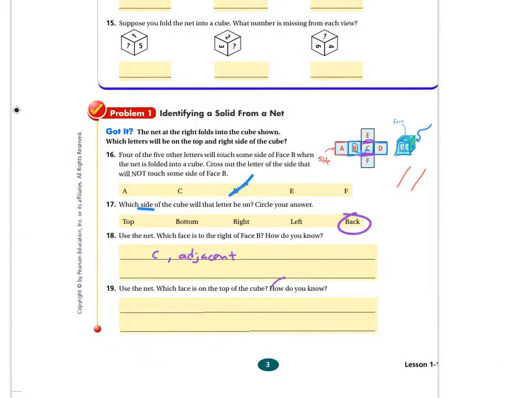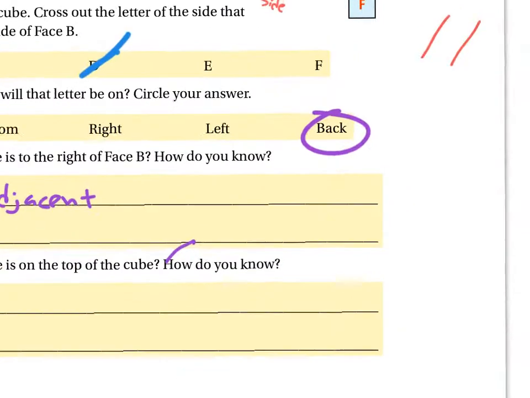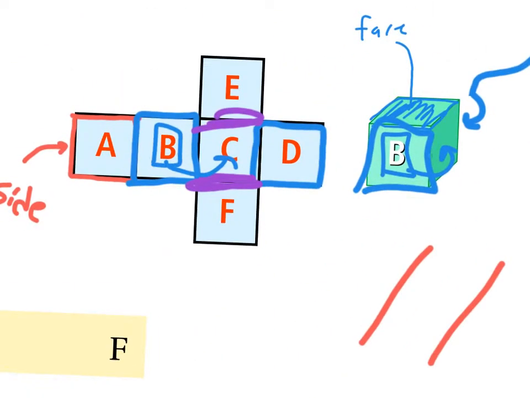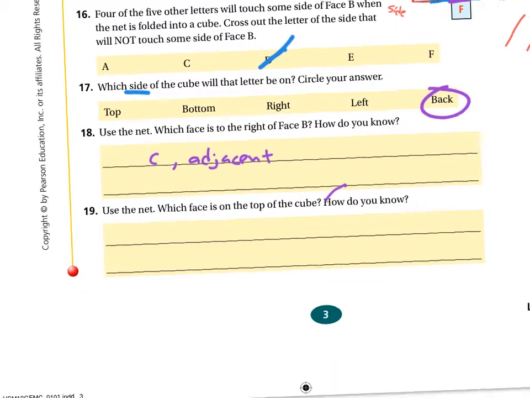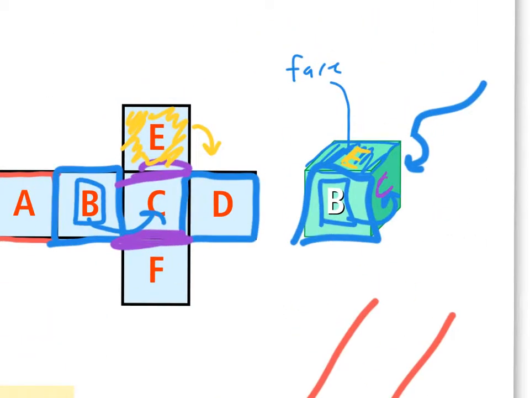Good. All right, so use the net. Which face is on the top of the cube, and how do we know? All right, and what did you get back there? Good, so which face is on top, and E would be the answer there. And notice here that it is opposite, so the E and the F don't touch over here. The E and the F don't touch, so that means they're, in this case, on opposite sides.